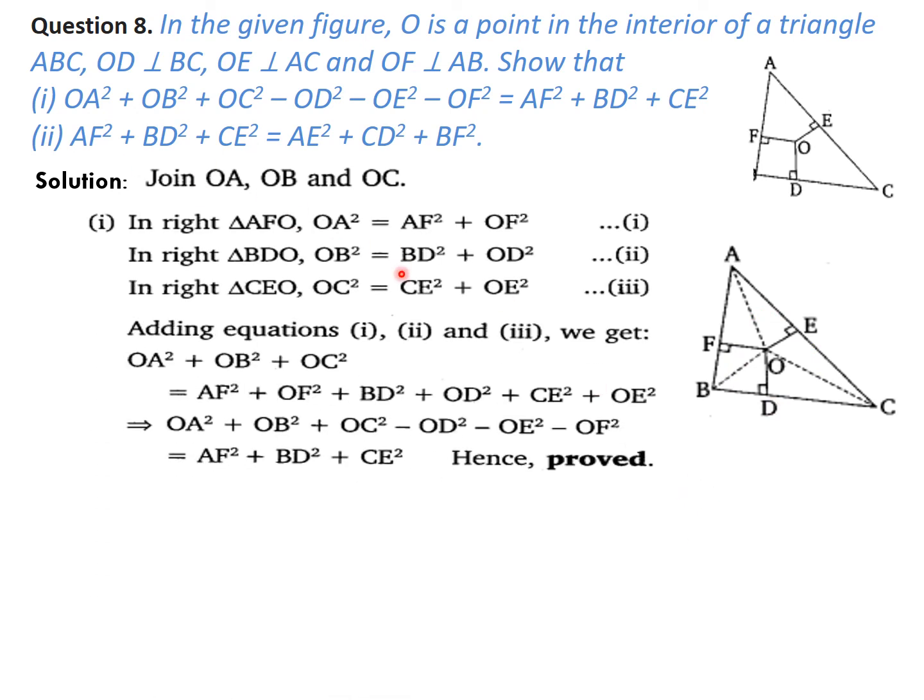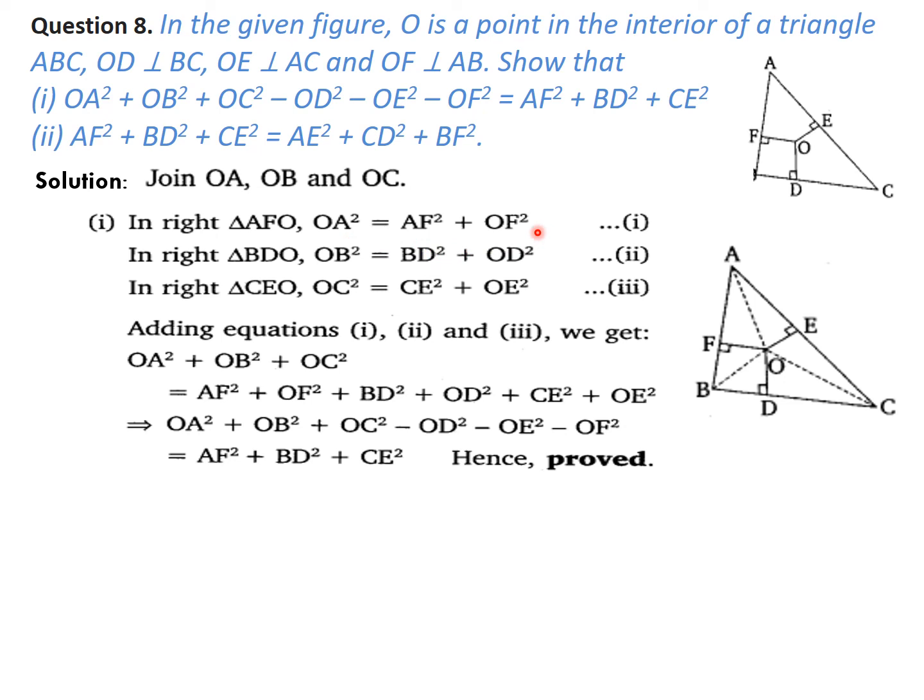So to prove the first one, in right triangle AFO, if angle F is 90 degrees, opposite to it is the hypotenuse. So we can say OA square is equal to OF square plus AF square, right? So OA square is equal to AF square plus OF square.